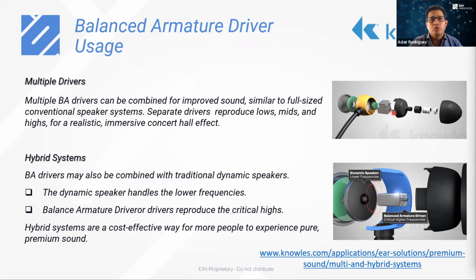Also, we can use them with other normal dynamic drivers, speakers like the one we are seeing here, which is one of the most common examples or applications being used. In this case, the dynamic speaker is used for lower frequencies, and the balanced armature driver is for the higher frequencies. The good thing about this configuration is that we are providing better audio quality for the consumer user.